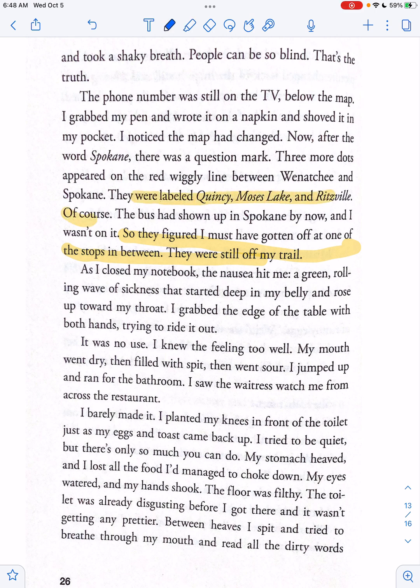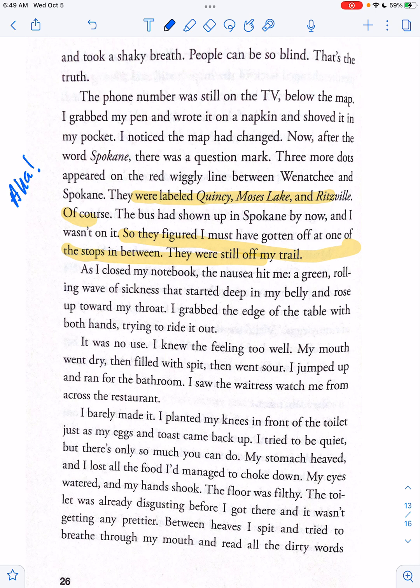Okay, so this is an aha moment as well. The police officers realizing that Mark didn't end up in Spokane, but that he might be on one of the stops between there. Oopsies. And Mark realizing that they are still off his trail.